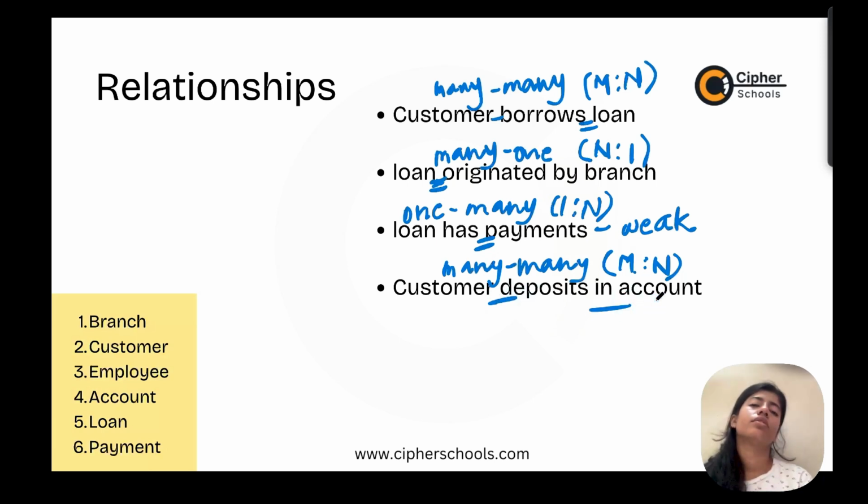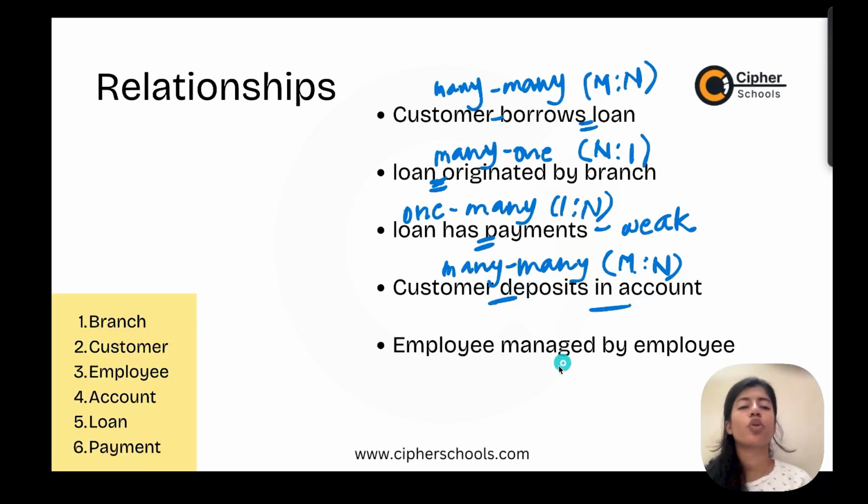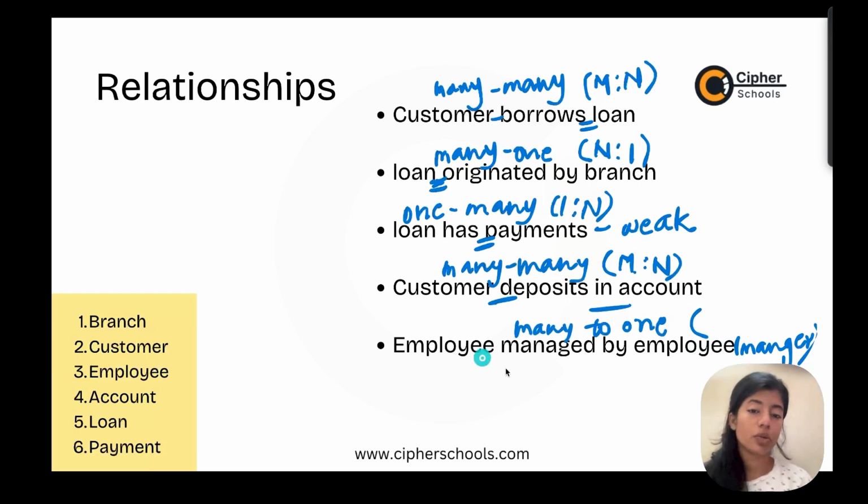Then the next relationship is employee is managed by employee, like manager. Now, one manager can manage many employees, and many employees are managed by one manager, right? So it is a many to one relationship, because manager is one and it is managing many employees. So this is a unary relationship. If you can see, there is a relationship among only one entity. In other words, we can say the cardinality ratio is N is to 1.